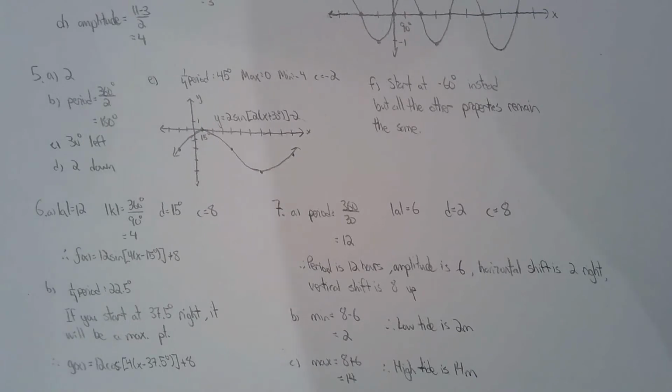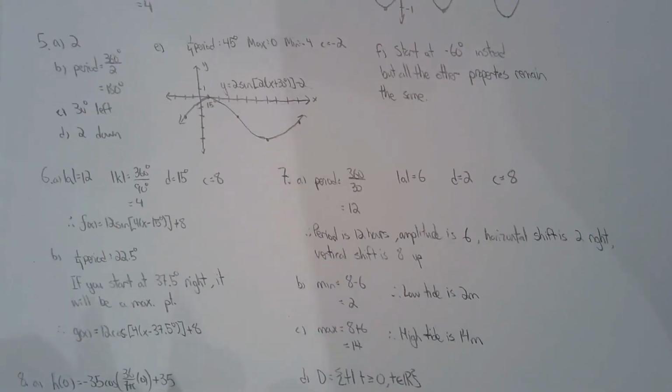No problem. If it's cosine, you just have to pick a different starting point. The amplitude is the same, so the magnitude of A is the same; the period is the same, so the magnitude of K is the same; the equation of the axis is the same, so C is the same. So you just have to be careful with D.